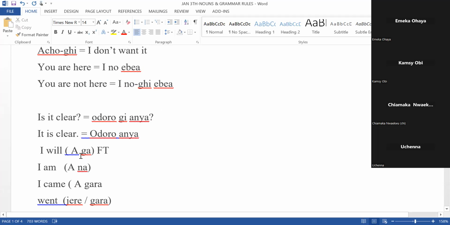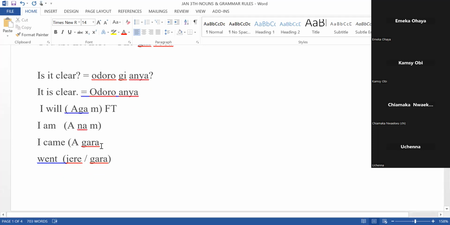I will, agam, see, I will, aga, okay? I will come, agam, I am, anam, I came, agaram. Now, if you say I went, you can use ejerem on this one. Ejerem, agaram. Okay, so this will let you know when to use the future tense, continuous tense, past tense. This is also past tense, and also past tense. So, you're looking at it now. Do you think it is clearer?